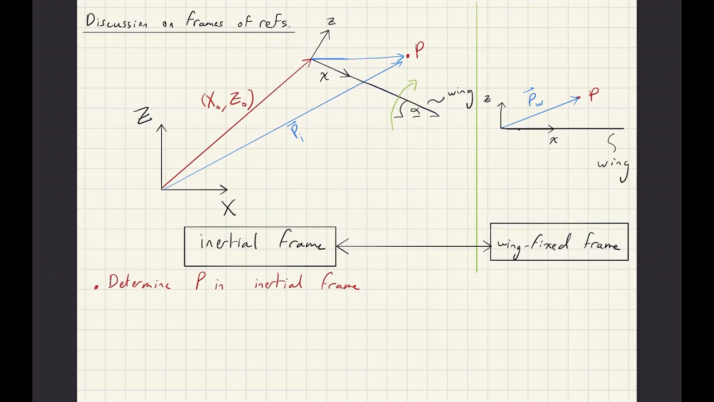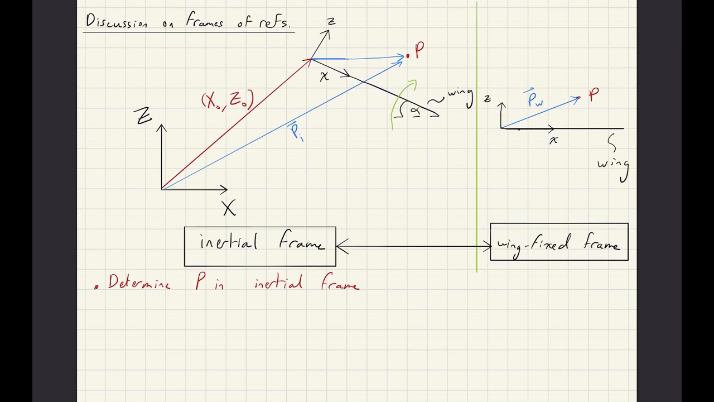So here we have the wing fixed frame attached to the leading edge. The origin of the wing fixed frame is at the leading edge, but you can put it at any other point on the wing. Essentially, the only difference is that if we have the wing fixed frame origin at the leading edge, then in a pitching wing situation, we would be pitching about the leading edge.